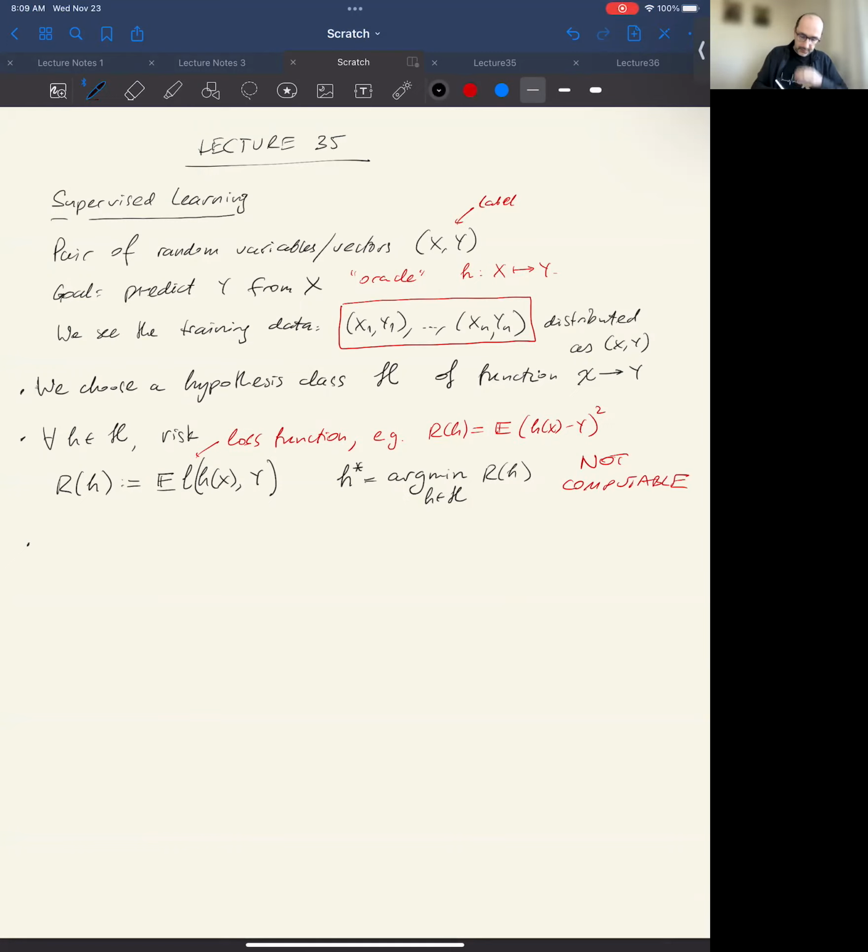And what is computable is the empirical risk. So how do we do that? Instead of taking the expected value, I just take the average over the sample. Okay. This is computable, and we can take the best possible oracle, the one that minimizes the empirical risk. That becomes computable.